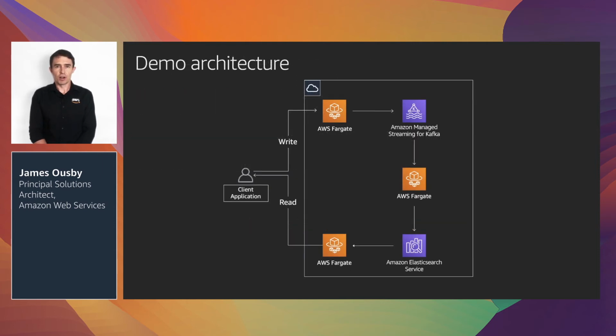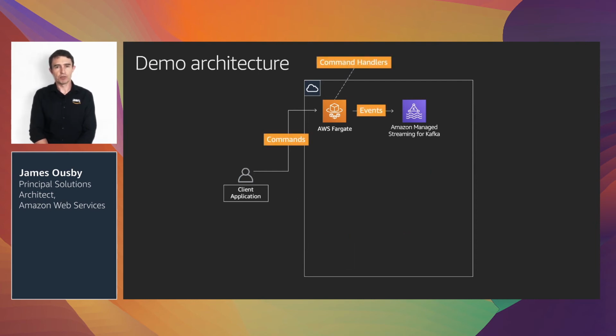And this is our demo architecture. So you saw a version of this diagram earlier. Just to quickly recap, we've got a separate read-write path that's supported by containers running in AWS Fargate. So the write path takes commands, stores that in Apache Kafka as a series of events. We then have our projection service read from Apache Kafka, store that into Elasticsearch, and then our read side reads from Elasticsearch and returns the data to the client.